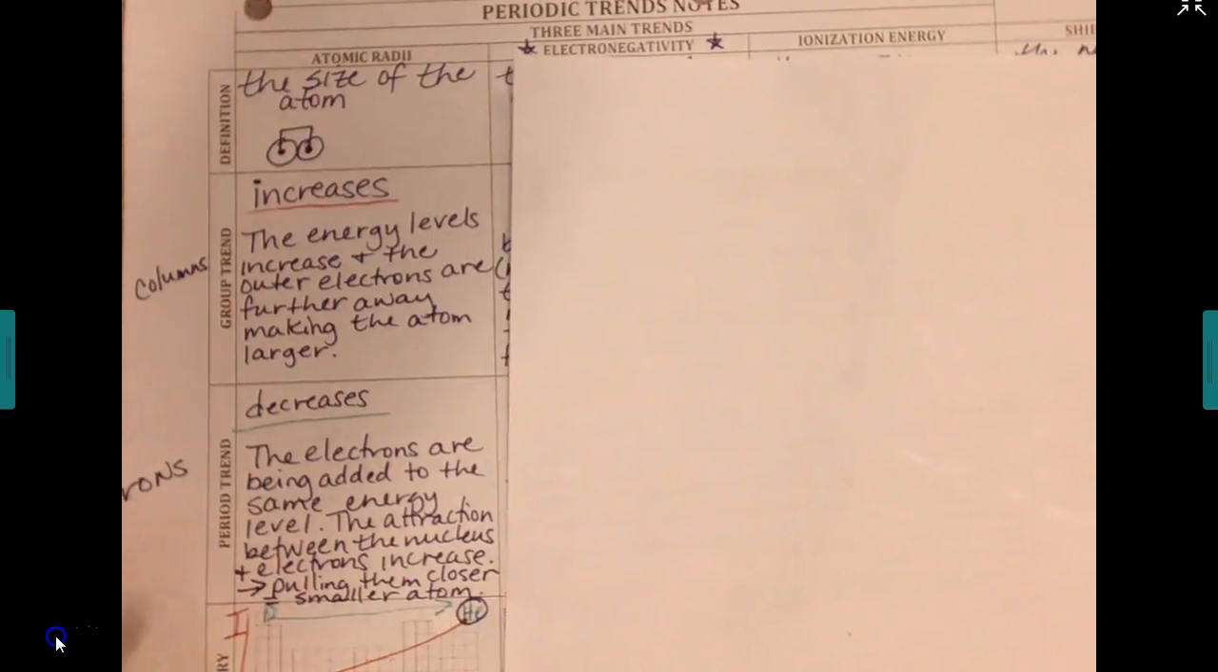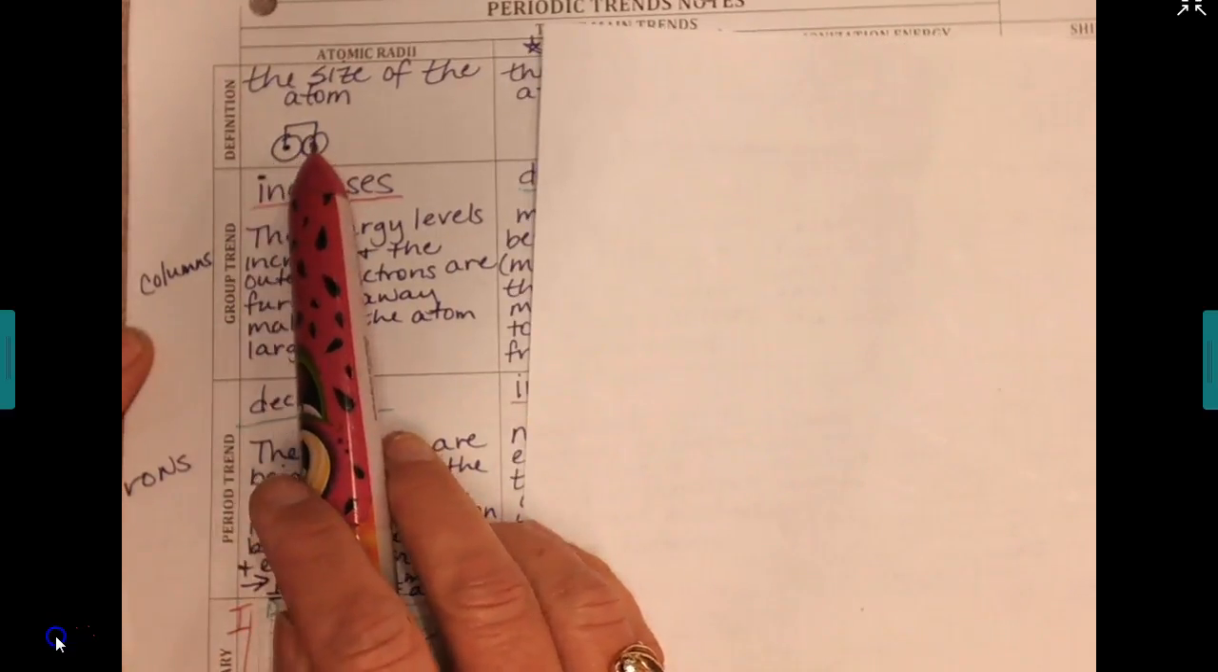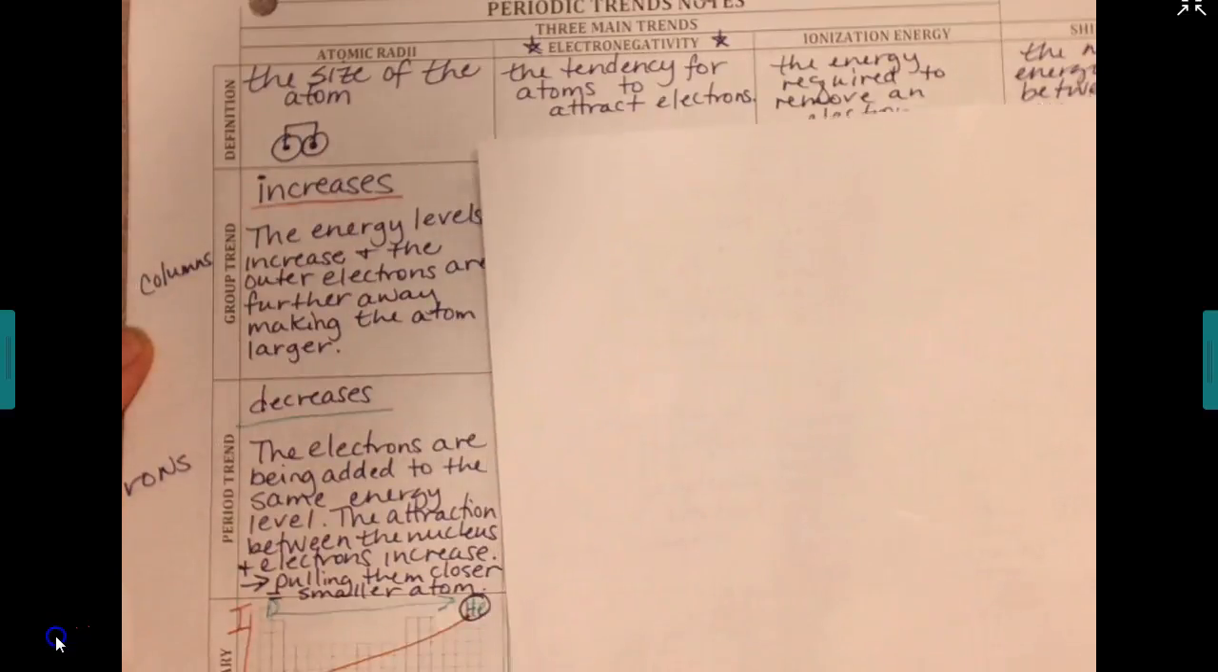If I go too fast, please make sure you pause the video so that you can catch up at your leisure. Okay, so let's start with the definition of atomic radii. This is the size of the atom. This is from the nucleus of one atom to the nucleus of the next atom.